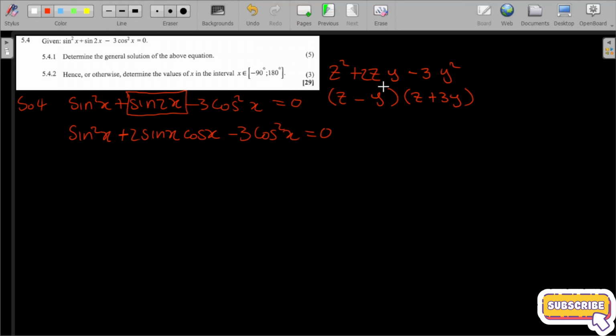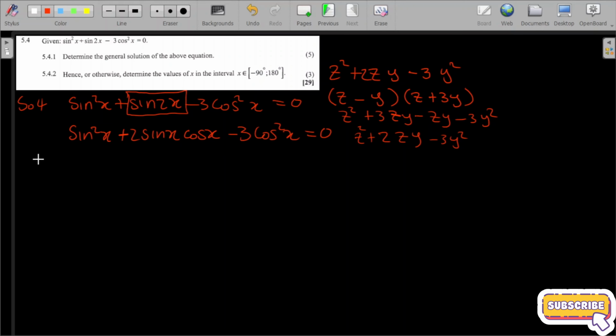If you multiply this and this, it's going to give me 2z squared, and then this z and this gives me plus 3zy, and this gives me negative zy, and that's going to give me negative 3y squared. These two, if they minus each other, are going to give me 2zy, and then this is just going to be z squared minus 3y squared. I hope you see what I'm doing here. I'm going to apply exactly the same thing in this case here.